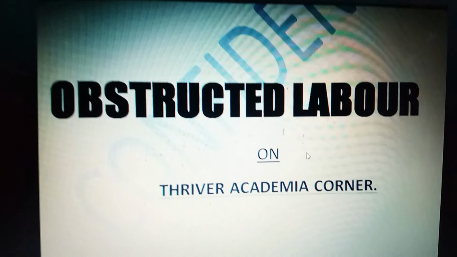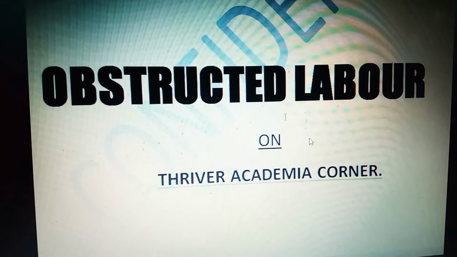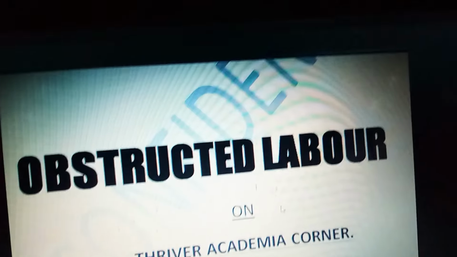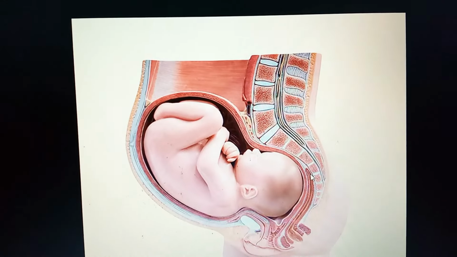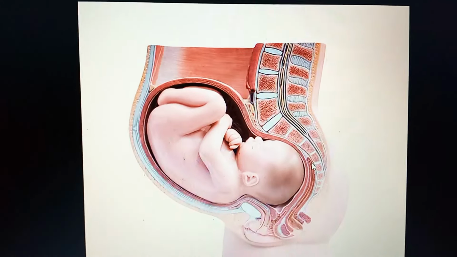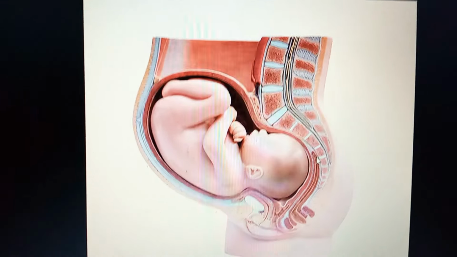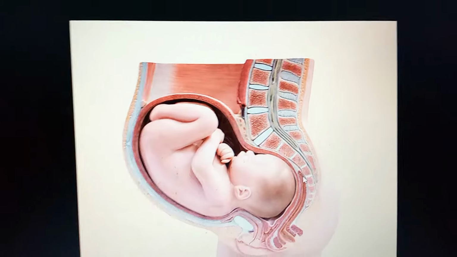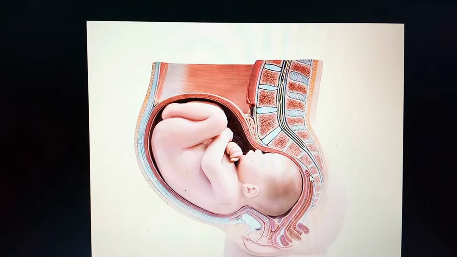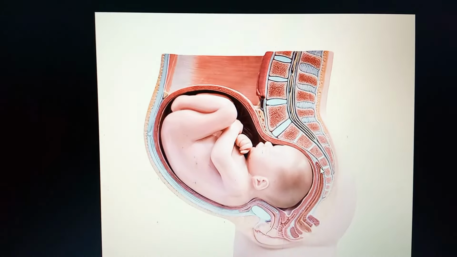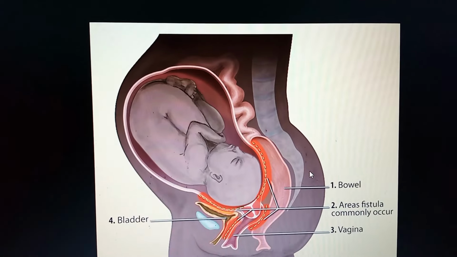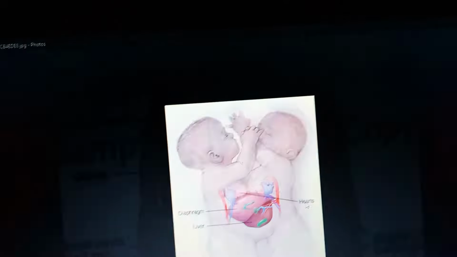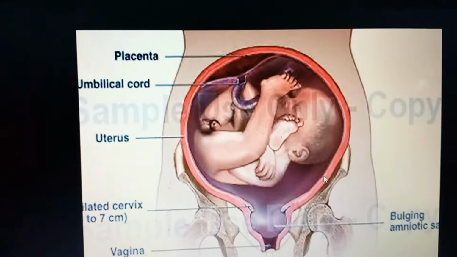Then there are conditions which are common in multiple pregnancy, like locked twins. Locked twins cause an obstruction. That picture shows a big baby, which causes a disparity between the diameters it is presenting with and the maternal pelvis. A full bladder also acts as an obstruction. A transverse lie acts as an obstruction.